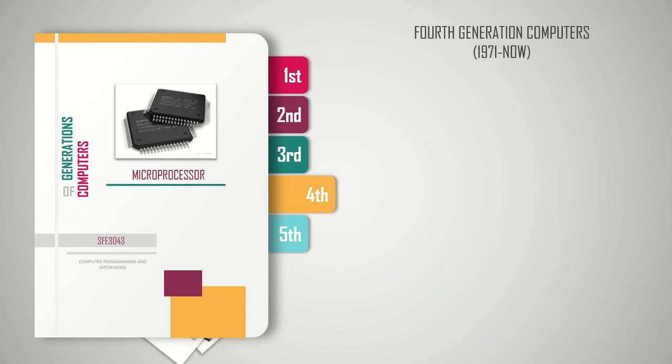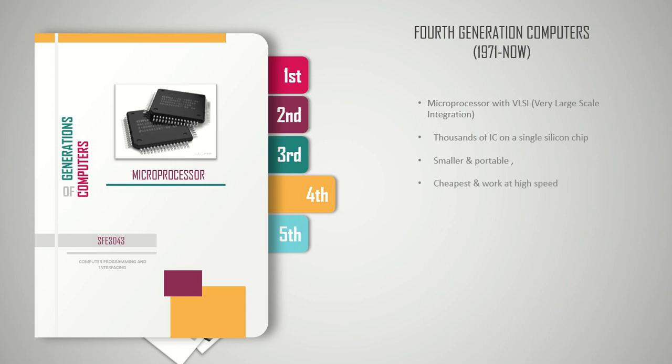Okay, now we move to fourth generation computers. The years are from 1971 until now. The microprocessor comes with VLSI, which is very large scale integration. It has thousands of ICs on a single silicon chip. It is smaller and portable.